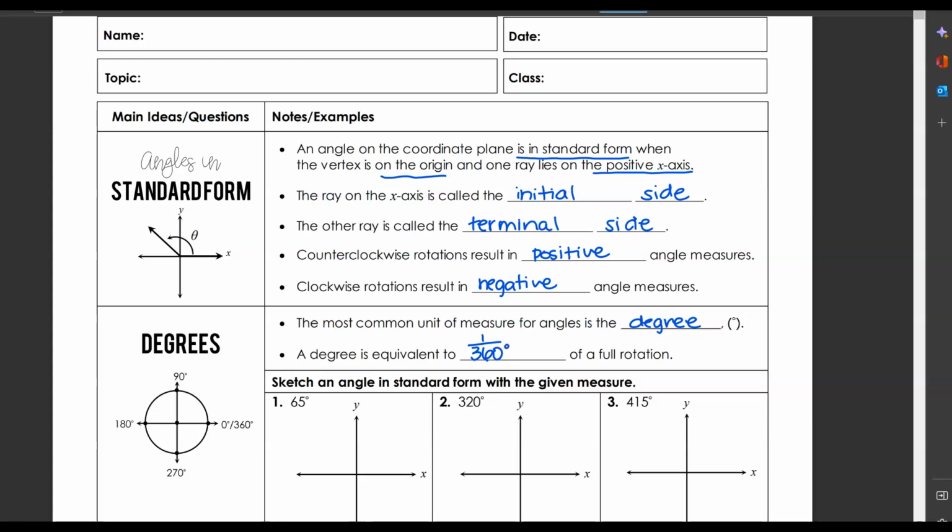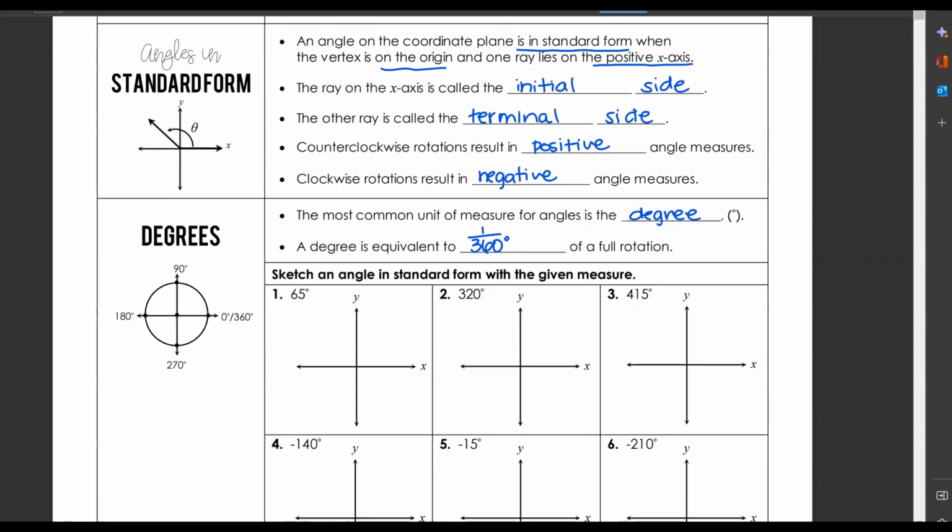Okay, so let's take a look at what we're seeing here. Let's take a step back actually. Looking at angles in standard form, here is our positive x-axis. We are starting here and rotating all the way out. So here's our initial ray, and this right here is our terminal ray.